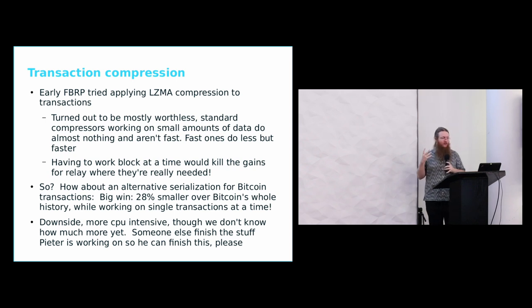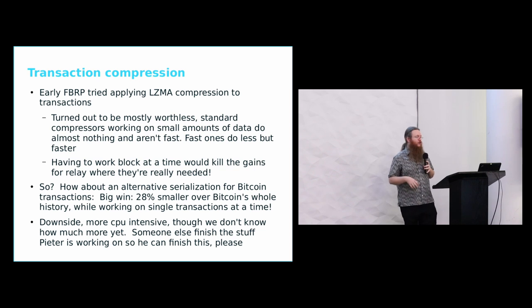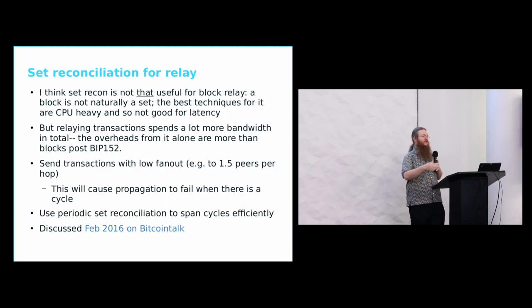Another idea that I think is really potentially powerful is to use set reconciliation for transaction relay. I don't think it's all that useful for block relay, but transactions are naturally a set. Back in February 2016, I talked about an idea on Bitcoin Talk where, instead of a node offering its transactions to all of its peers, whenever you receive a transaction, you would offer it to one other peer, and you would flip a coin, and half of the time you'd offer it to another peer. So you'd send to 1.5 peers per hop.